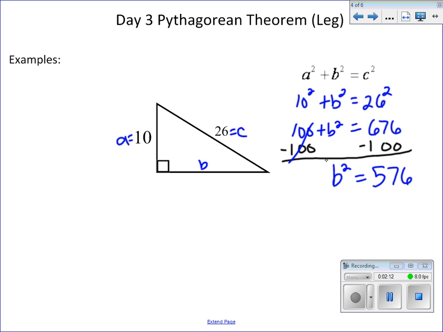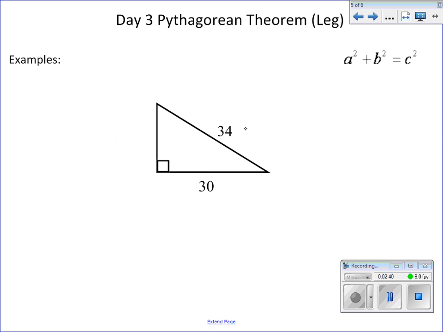Now, remember, we only need b, so we're going to square root both sides. We're going to find the square root of 576, which gives us 24. And we now know that b equals 24. So again, it's pretty much the same as yesterday, but the main difference is we're now having to subtract a number from both sides. This additional step here. Let's try another example.